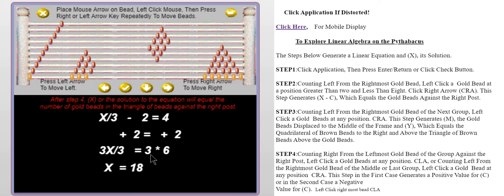Now, it says that I have to multiply that 6 by 3. Multiplying by 3 also cancels this 3 and says my x equals 18. So here, I click 1, 2, 3, and with the right arrow key again, click it over, and it will push out the quadrilateral of brown beads above the triangle that, of course, does equal 18. 3 times 6 equals 18.